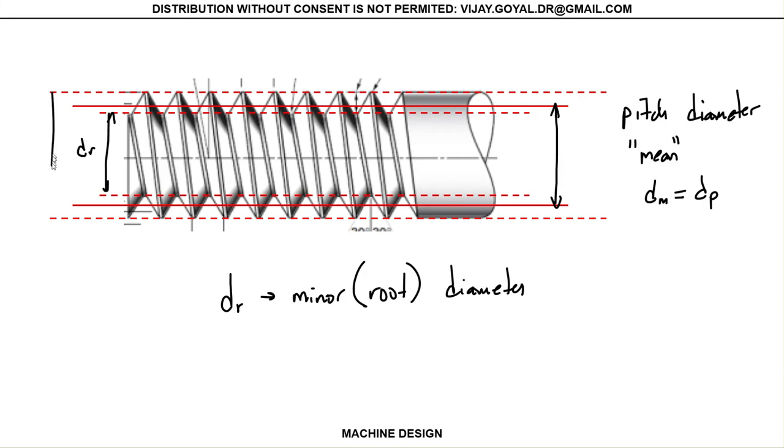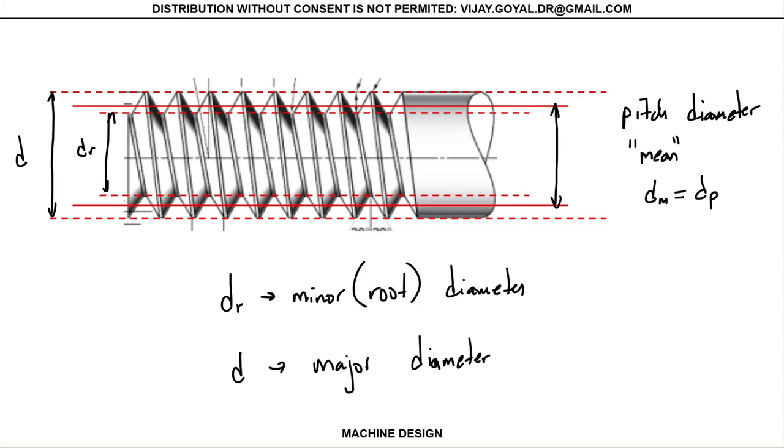And then you can go from here to here. This is your D. D is known as your major diameter. And please be aware that different textbooks, different manuals have different notations, so please don't just assume that these are the only notations out there. That can vary from manual to manual, company to company as well.